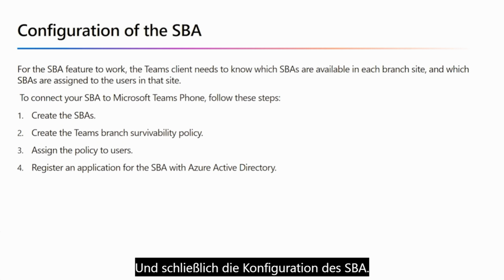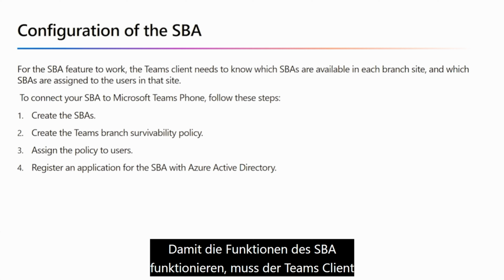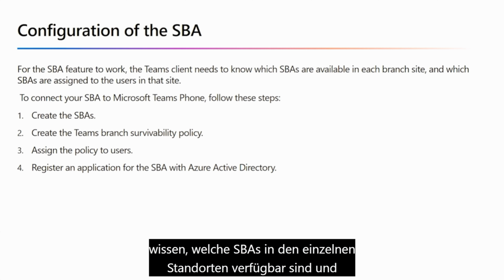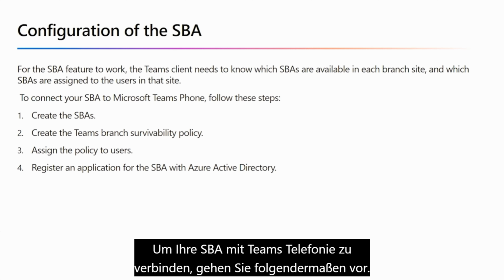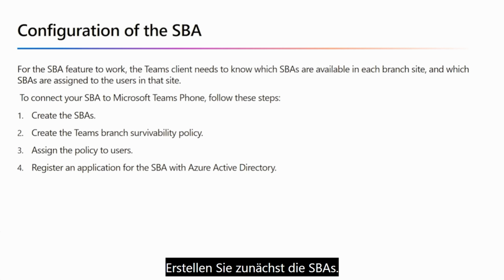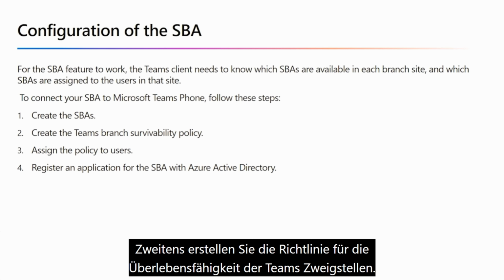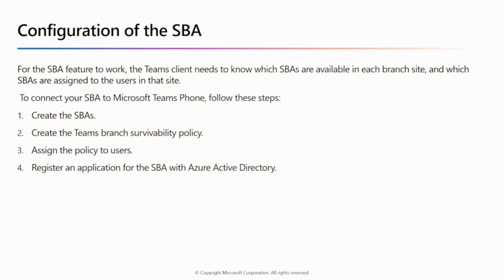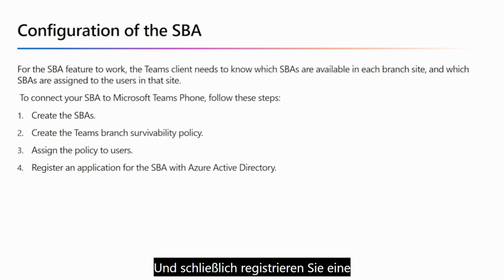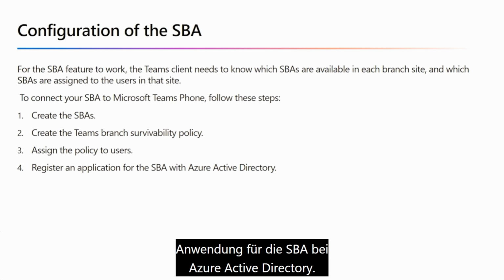And finally, configuration of the SBA. For the SBA features to work, the Teams client needs to know which SBAs are available in each branch site and which SBAs are assigned to the users in that site. To connect your SBA to Teams Phone, follow these steps. First, create the SBAs. Second, create the Teams branch survivability policy. Third, assign the policies to users. And finally, register an application for the SBA with Azure Active Directory.